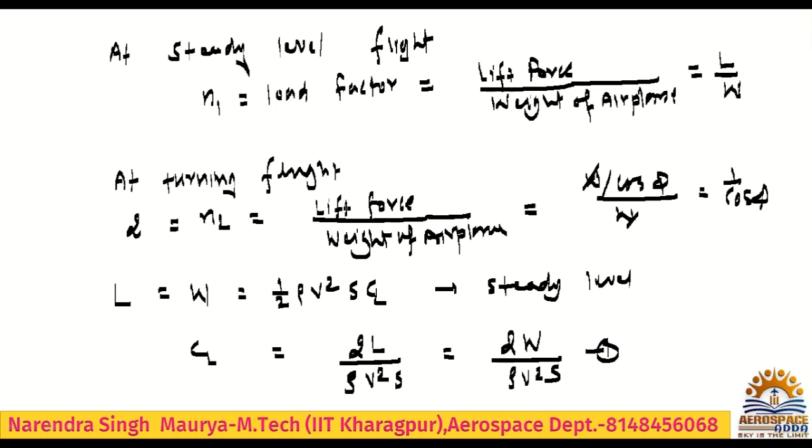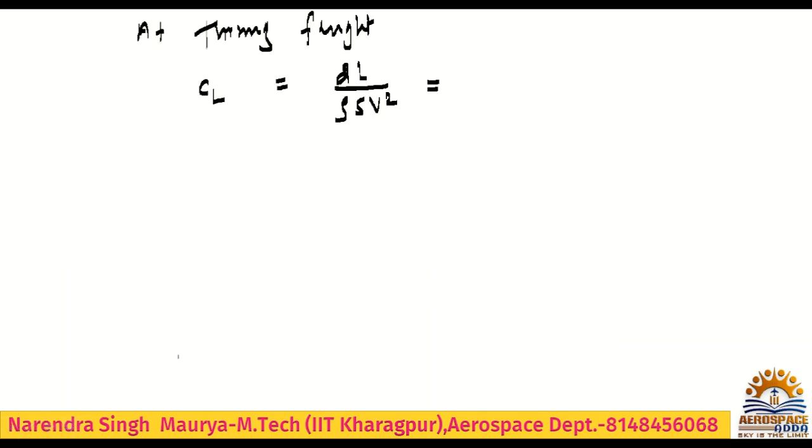check what is the L in terms of weight. L is equal to 2 times of the weight, yes or no? Because if you check L by W, that is the load factor, is given 2, so L by W is equal to 2 is given. So what is L? L is nothing but 2W at turning condition. So L is equal to 2W. Okay, check 2 into this 2W is what? 2W by rho S V square.